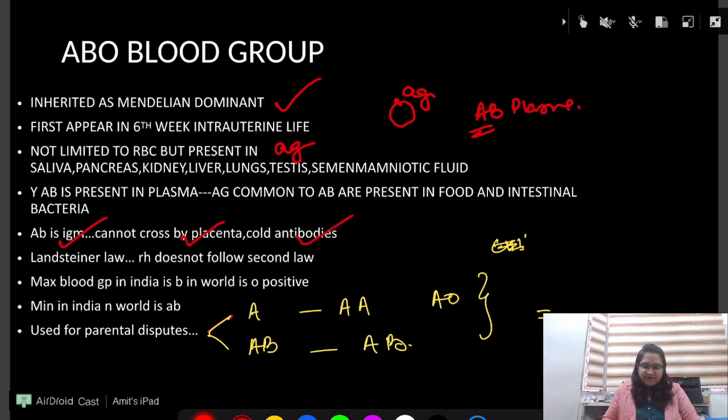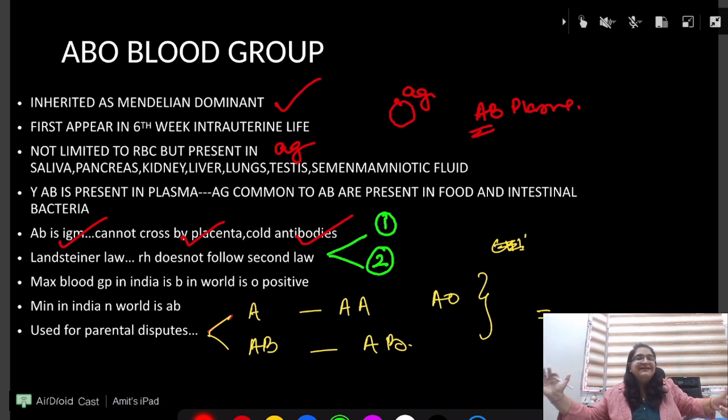What is Landsteiner law? We have two Landsteiner laws. Number one is, if a particular antigen is present on the RBC surface, the corresponding antibody is absent. And number two, if a particular antigen is absent on the RBC, then the corresponding antibody will be present in the plasma. Now this second rule is not followed by the Rh. The maximum ABO blood group in India is B, whereas in the world it is O positive and obviously B positive. Rh positive is more than Rh negative. Rh positive is around 85%. Minimum in India and the world is AB.